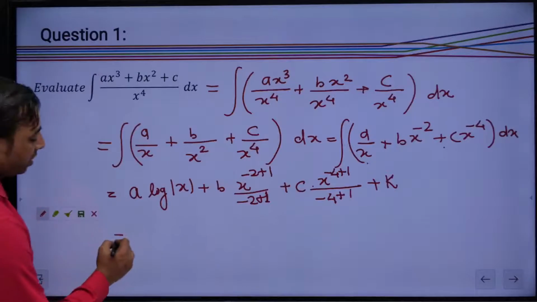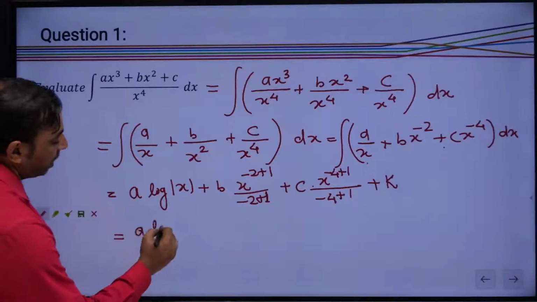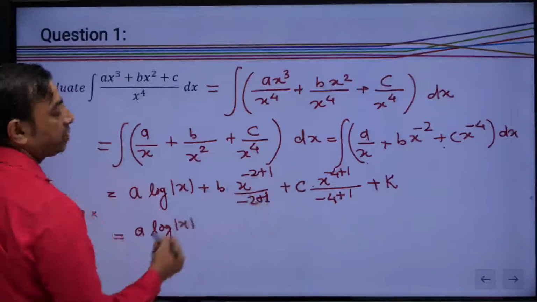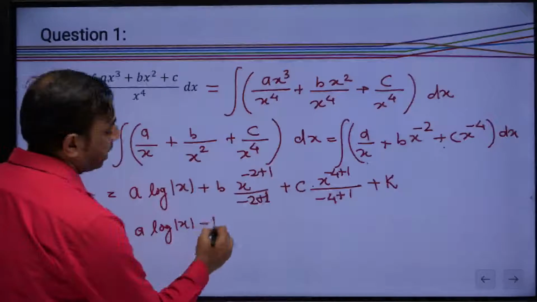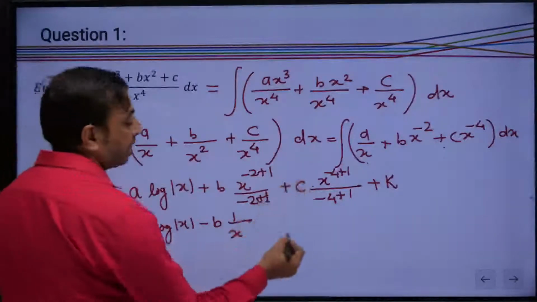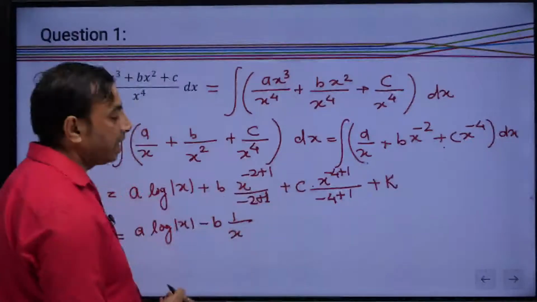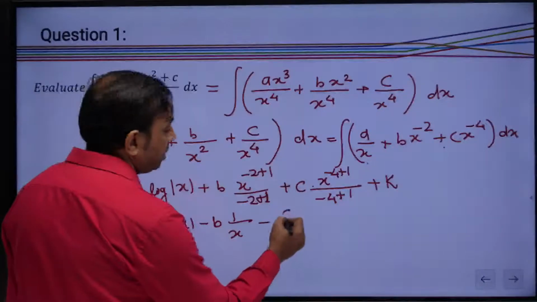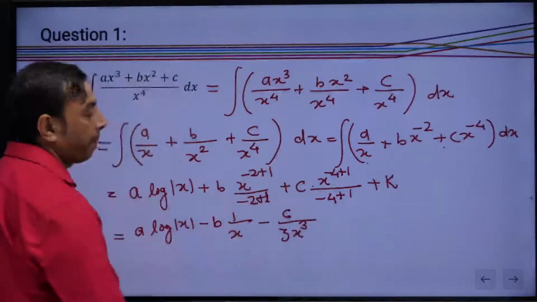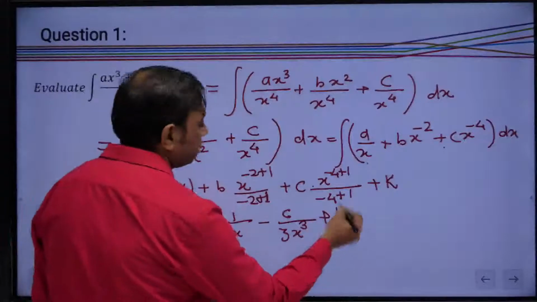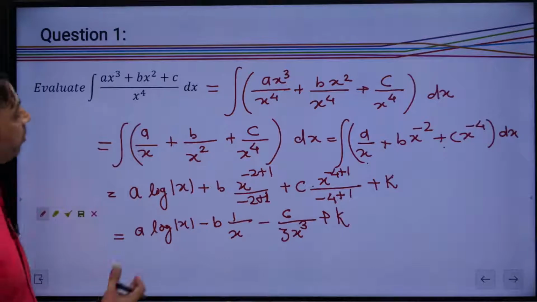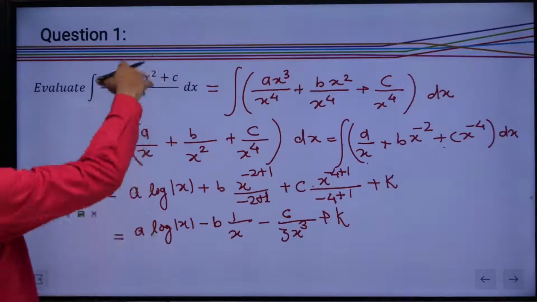Now I just have to simplify all the terms, since I have already integrated the function. Minus 2 plus 1 will be minus 1, so we have minus b upon x to the power 1 only. For the last term, minus 4 plus 1 gives minus 3, so minus c upon 3 x to the power 3, and the integrating constant. So this is how we do the integration of simple polynomial functions, with polynomials in the numerator and denominator as well.